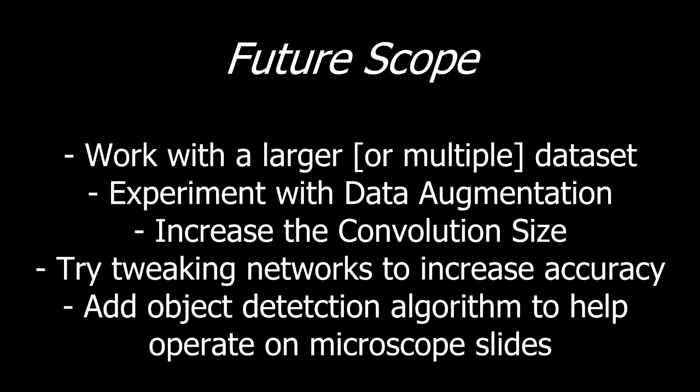For the future, we aim to increase the amount of data in the dataset, which should improve the accuracy, and we also want to experiment with data augmentation like reflection, rotation, and stretching. An increase in the convolution size might also reduce the misclassification between chromosomes. This model can also be combined with object detection for a production system that could operate with complete microscope slides.